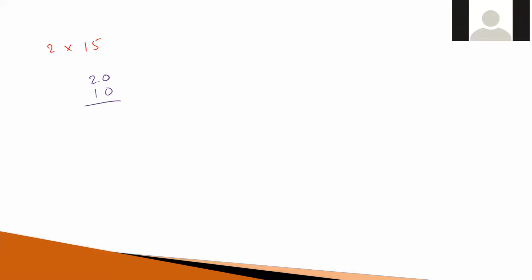And what is the sum? That is equal to 30. Okay. See, 2 into 15. First you multiply the tens place. What is the tens place? 1. So 2 1 tenths, that is equal to 20. 2 5 ones, that is equal to 10. What is the sum? That is equal to 30.